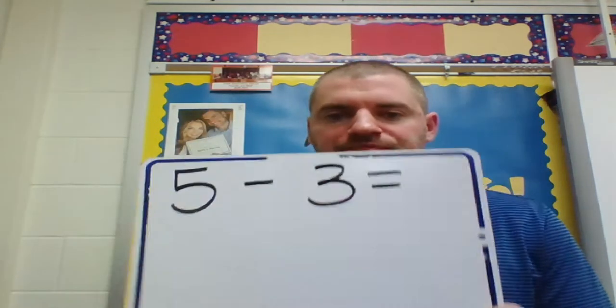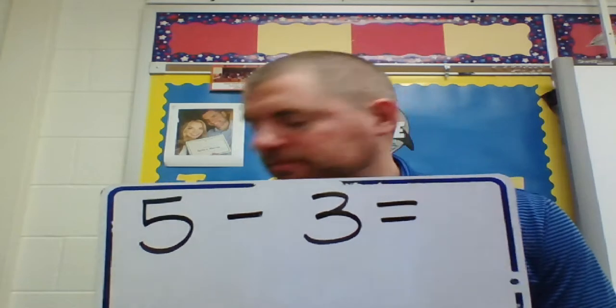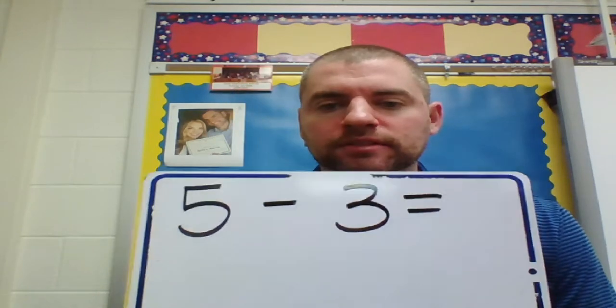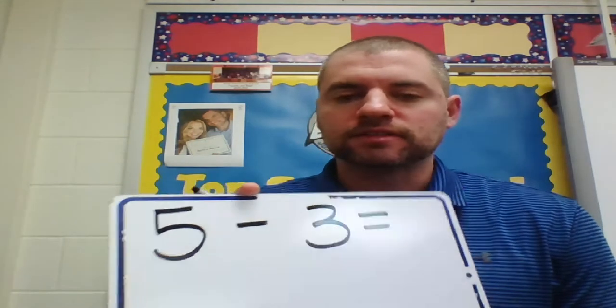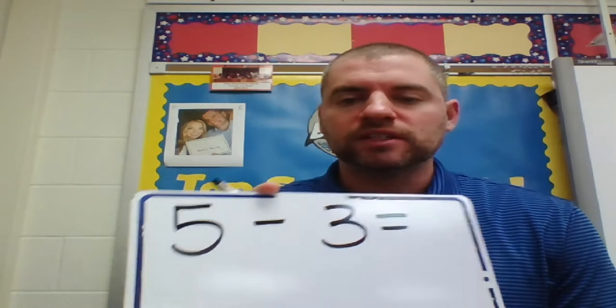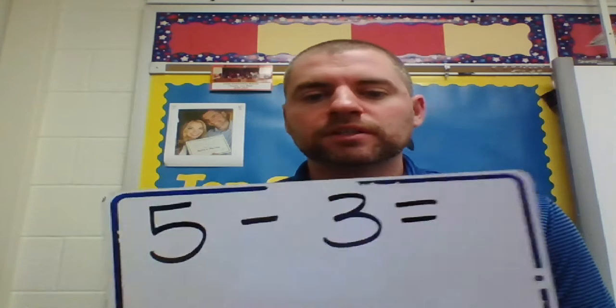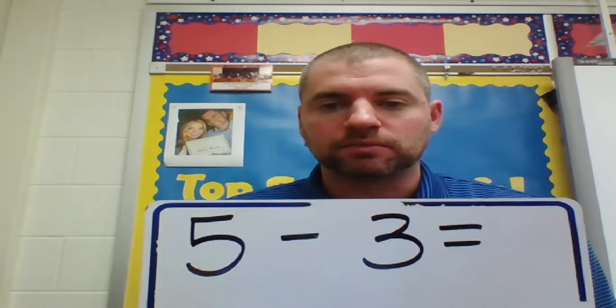But you'll notice one difference here. So I'm going to write 5 minus 3 equals. Now, when we are subtracting, we need to make sure we're using our minus sign instead of our plus sign to show that we're going to take away. At this point, you know that subtraction means we're taking away. We're not putting together like we did with adding.